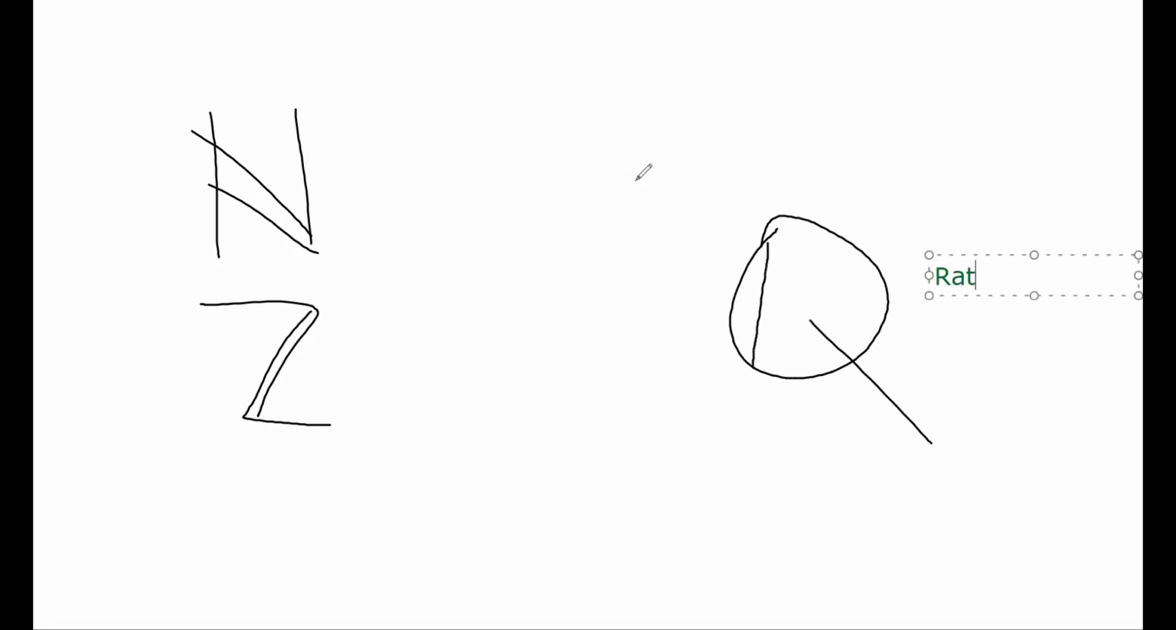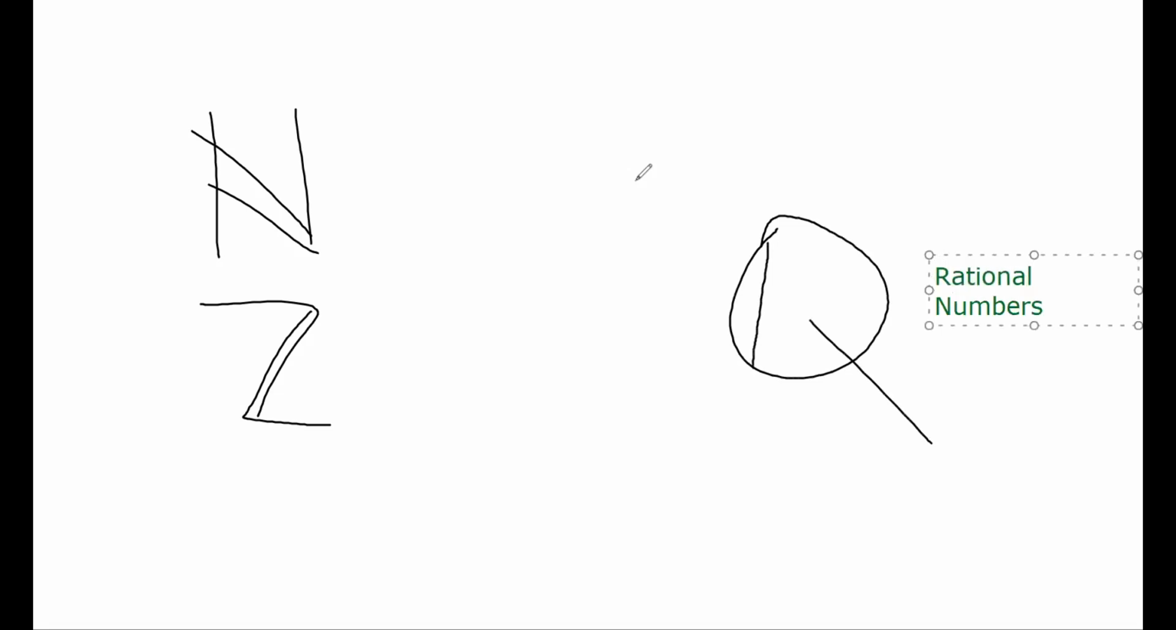Okay, so the integers use a Z. The rational numbers really use a Q, and then there's just some special line there to symbolize it. And this is called the set of rational numbers.